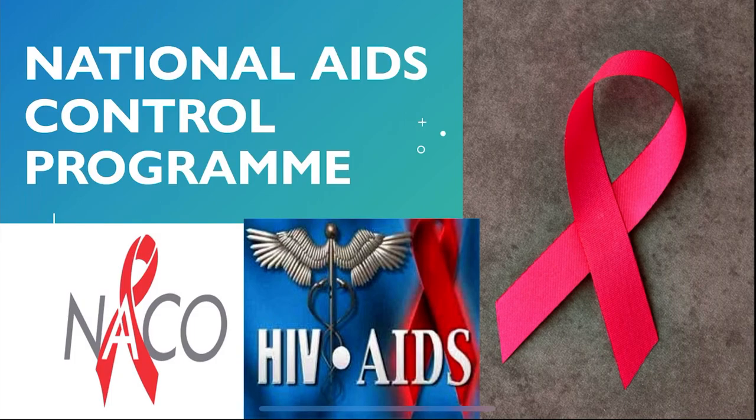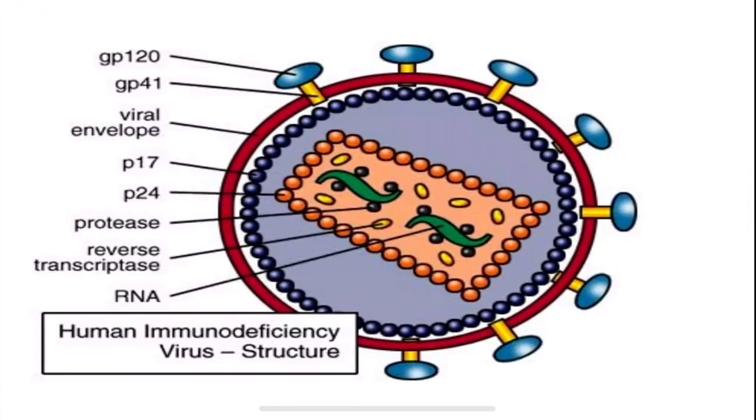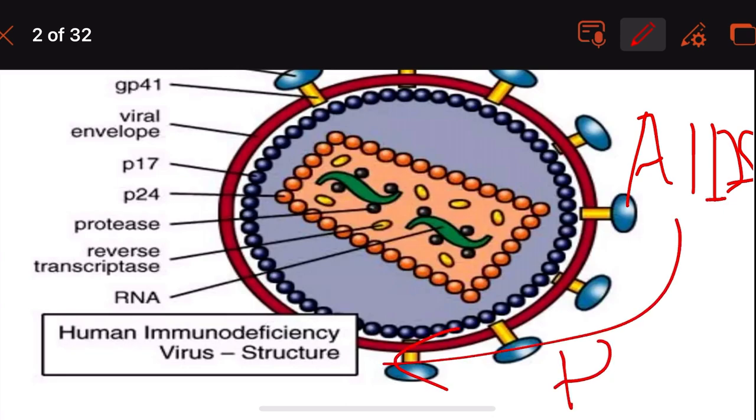Welcome back. In the chapter of health programs in India, in today's session, we will discuss the National AIDS Control Program. Before entering into the National AIDS Control Program, let us see about AIDS. AIDS is the acquired immunodeficiency syndrome. It is caused by the HIV virus, that is, human immunodeficiency virus.